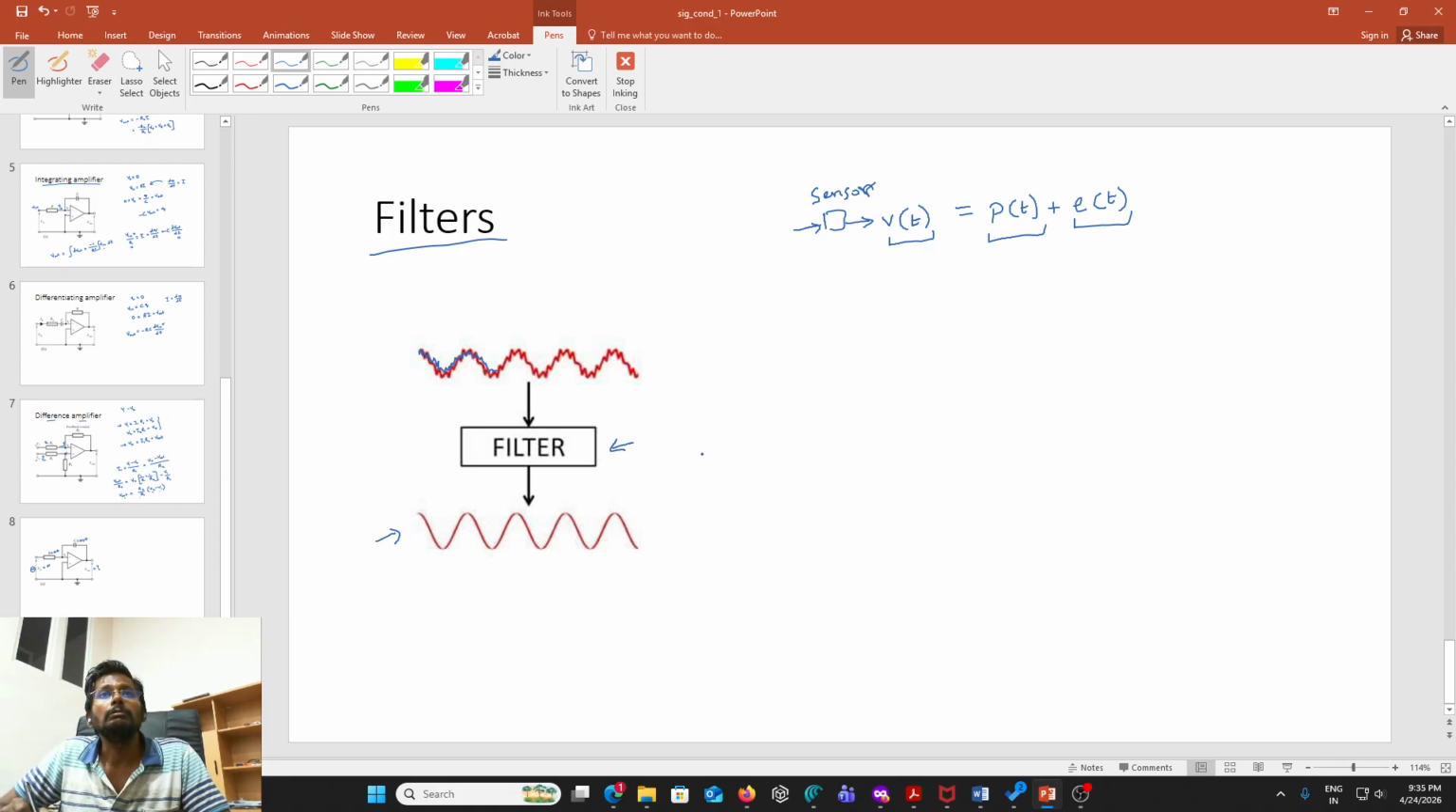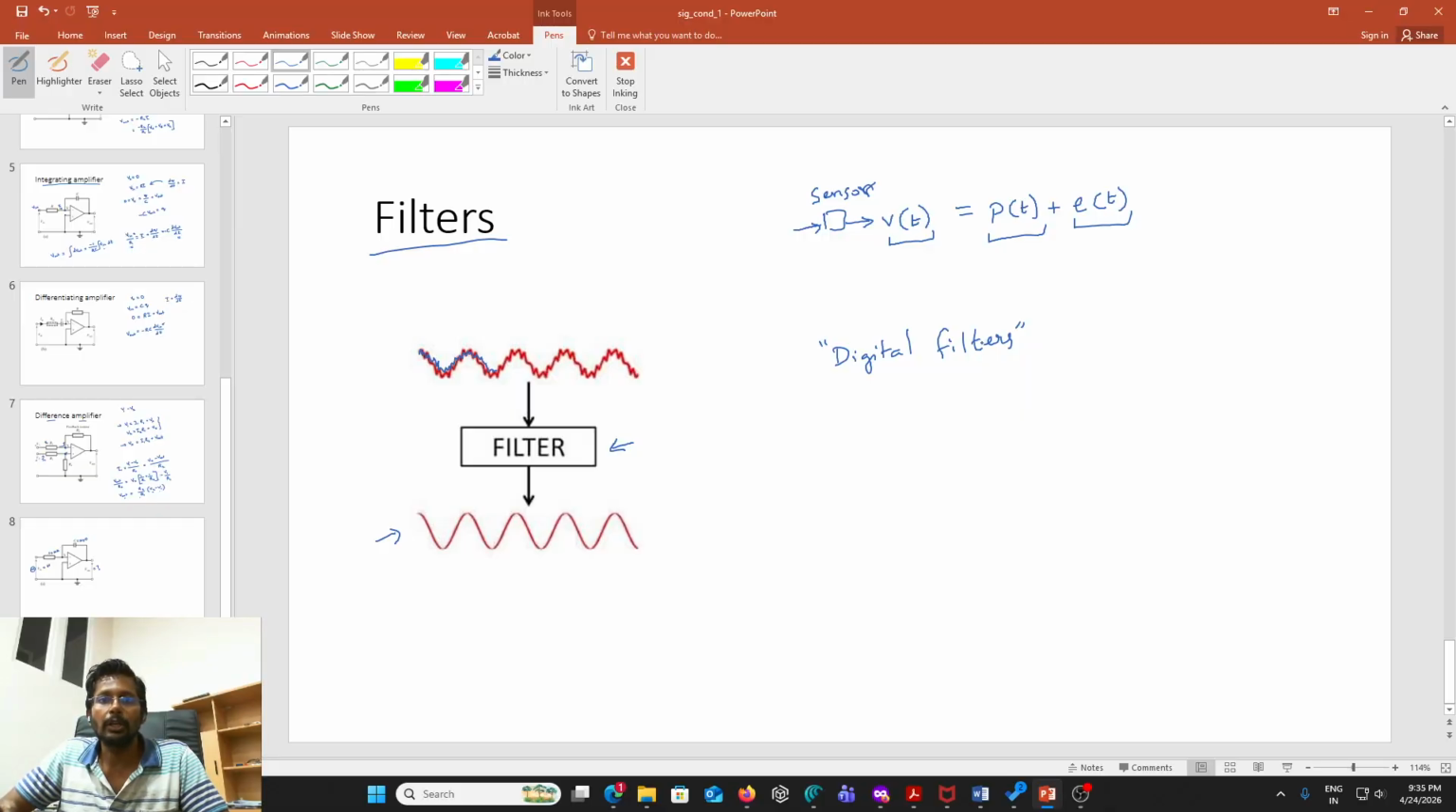The filters can be of two types. One is digital filters. These digital filters work once you can convert the analog signal into a digital form, and then you apply the digital filters using logic gates. But right now we are not going to discuss the digital filters.